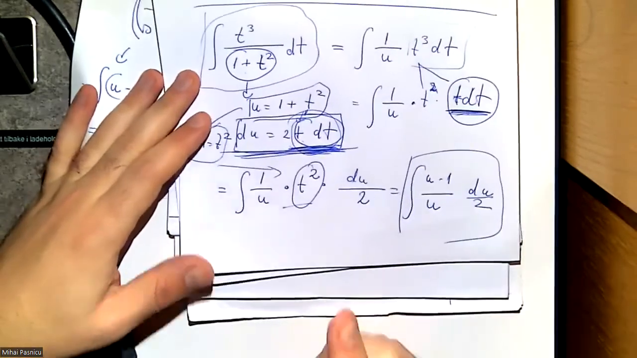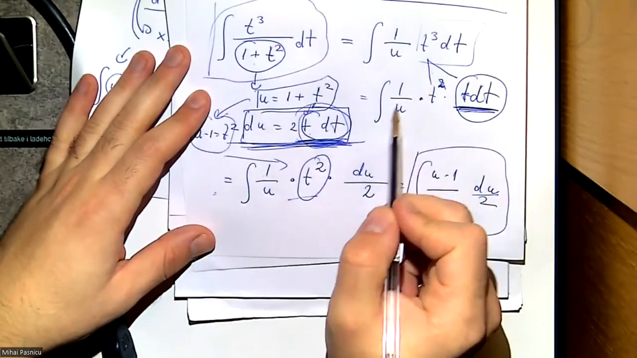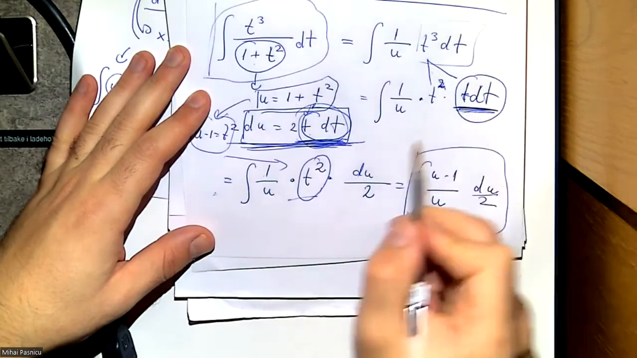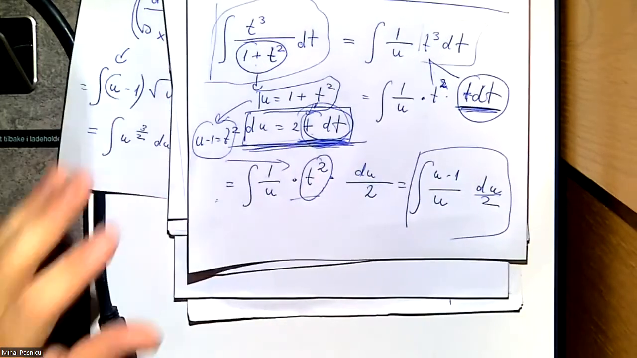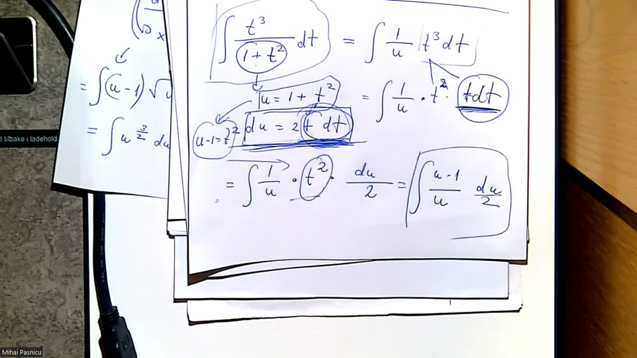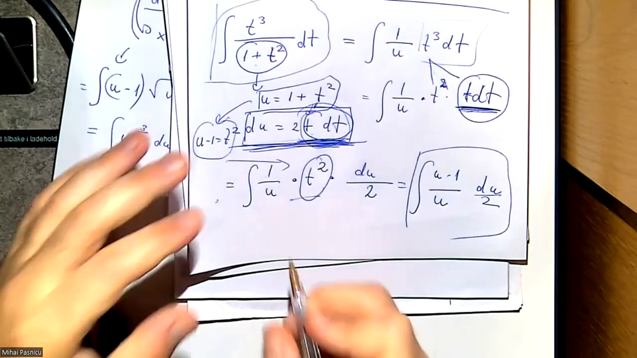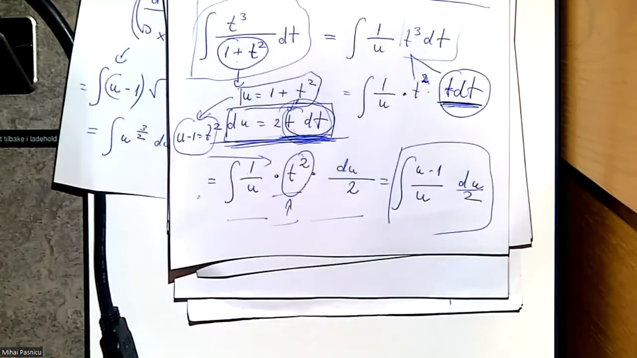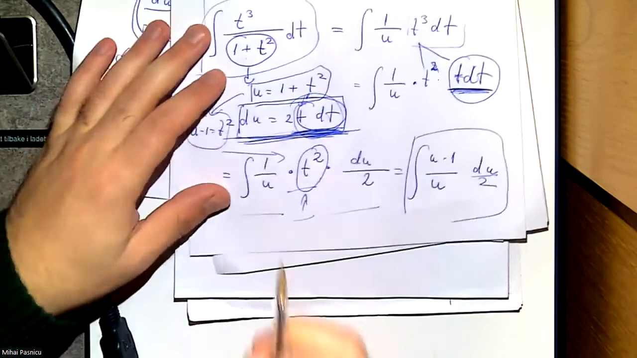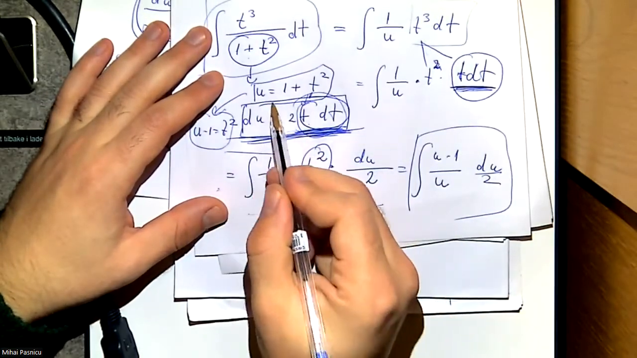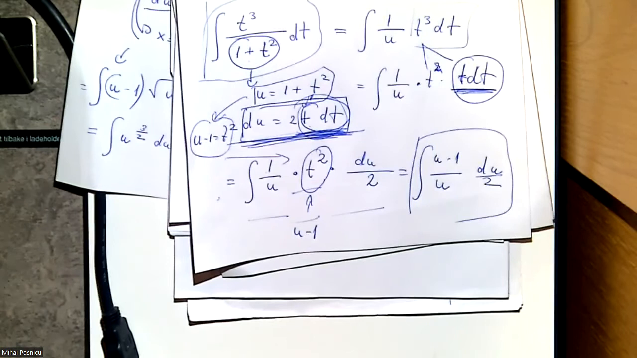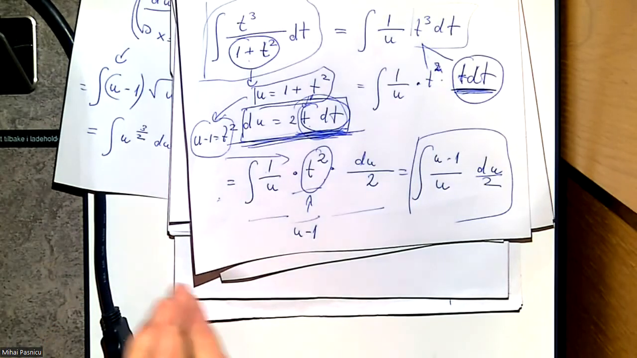So now I rewrite my integral and I say, okay, 1 over u didn't change, t squared didn't change, but what is t dt? It's just du over 2. Okay? So now I'm getting there. I have u here, I have u here, I have t squared here. I need to get rid of this t squared. Now, because I started with u is equal to 1 plus t squared, it means just that this t squared is just u minus 1. This is just u minus 1. So now I'm good. I have only u in my whole integral. And now I can compute it.